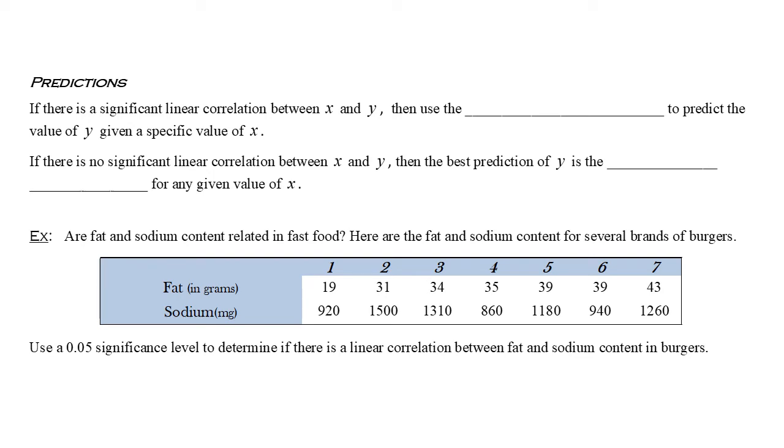So if there is a significant linear correlation between those two values, x and y, then using the line of best fit, in other words, using the regression equation, to predict the value of y is going to be a valid thing here. Versus if there is no significant linear correlation, then actually using the line of best fit would not necessarily give us a meaningful prediction. In that case, you're better off using the mean of the y variables, in other words, y bar.